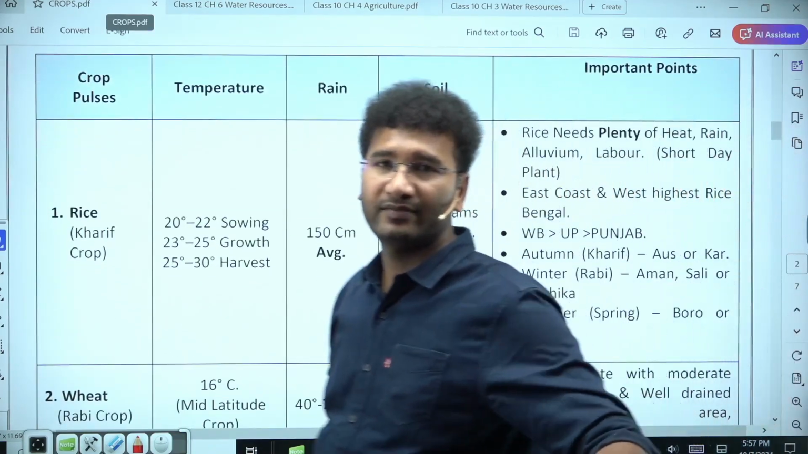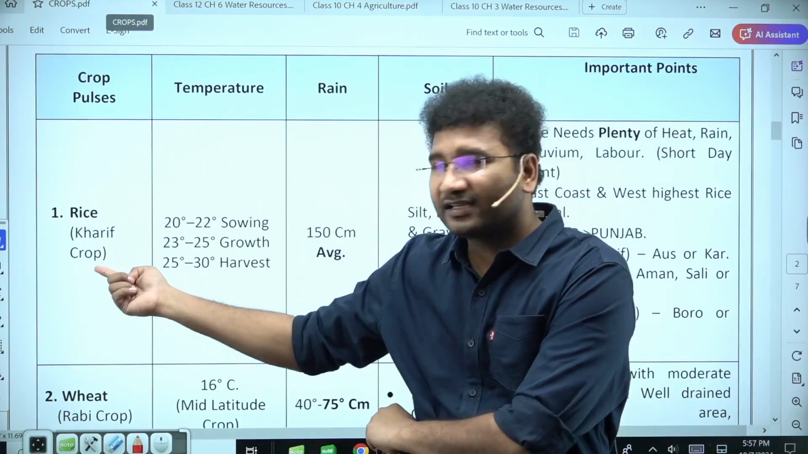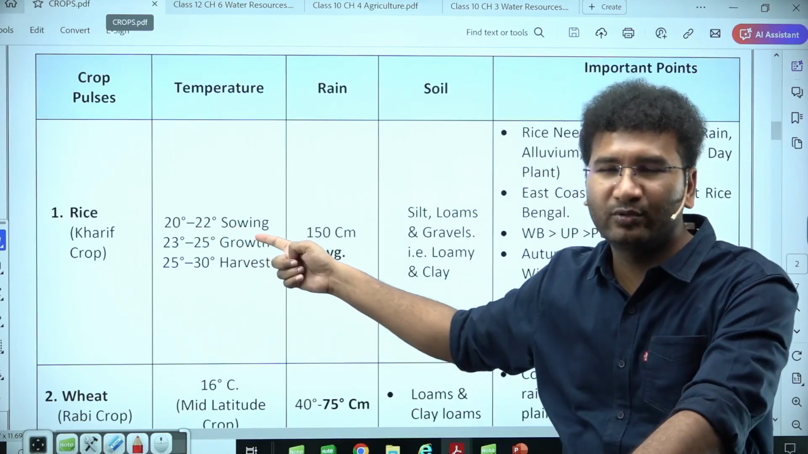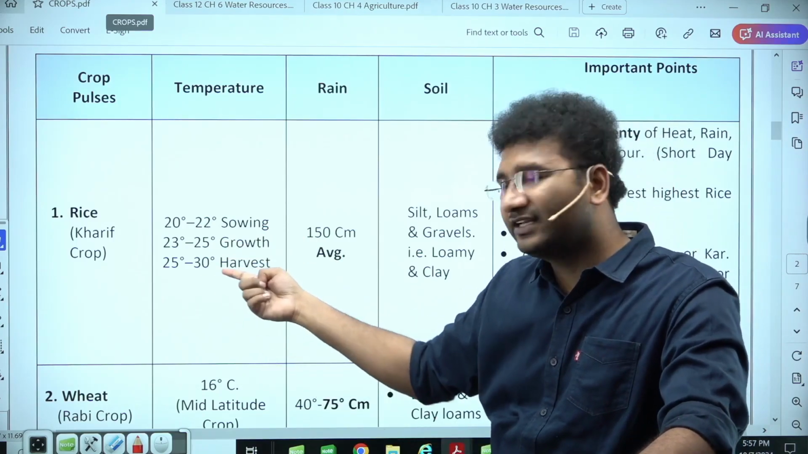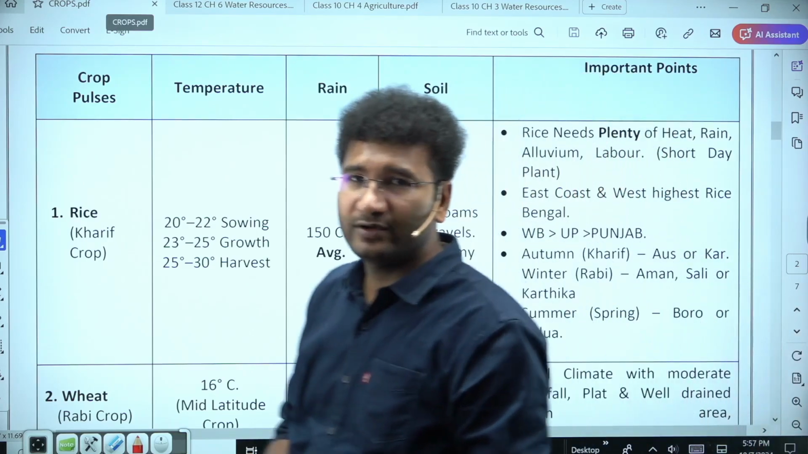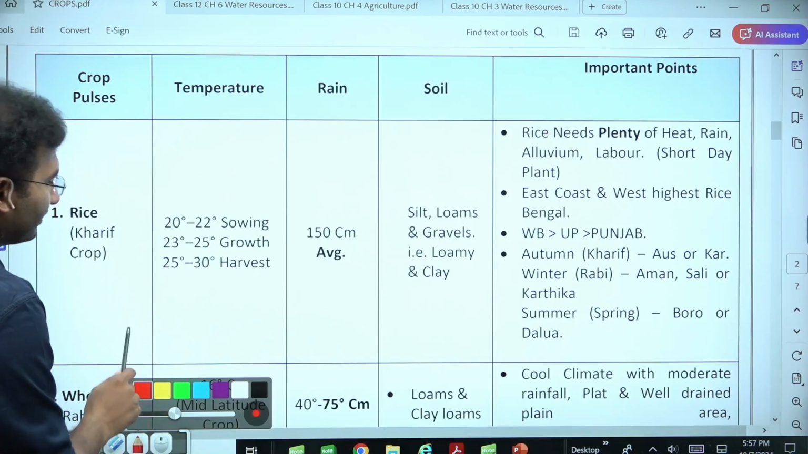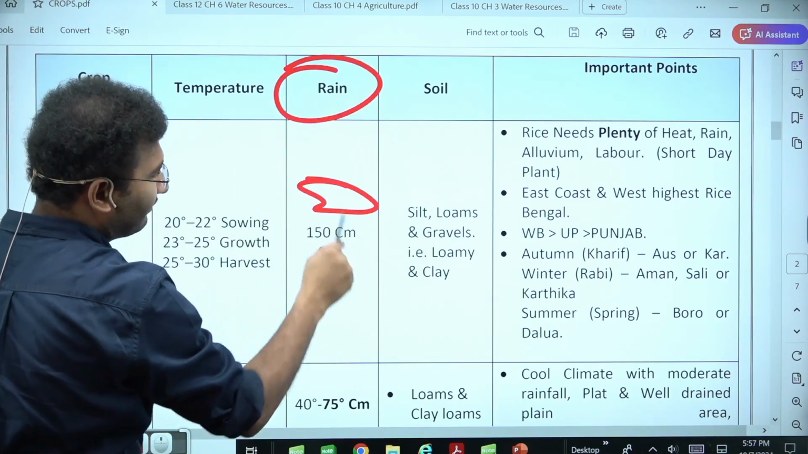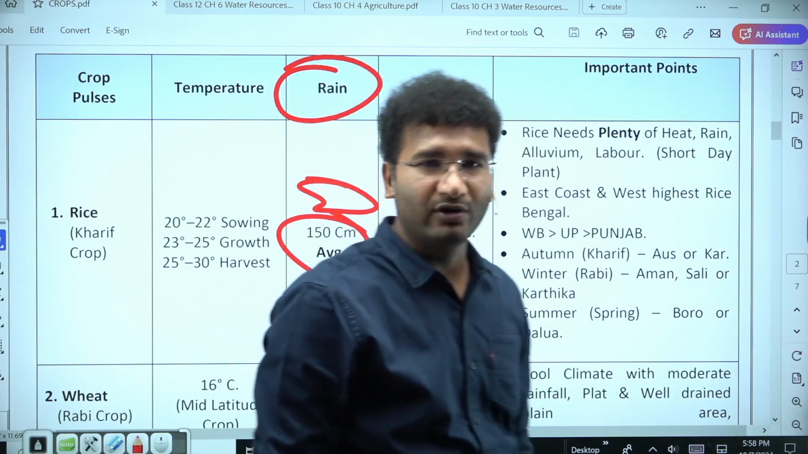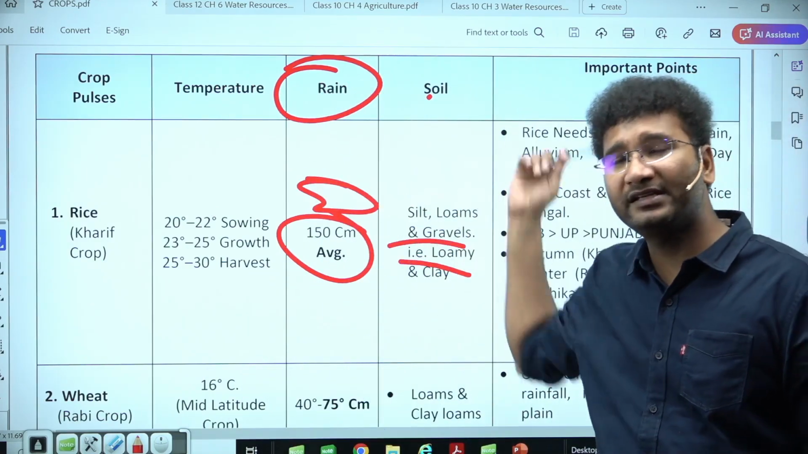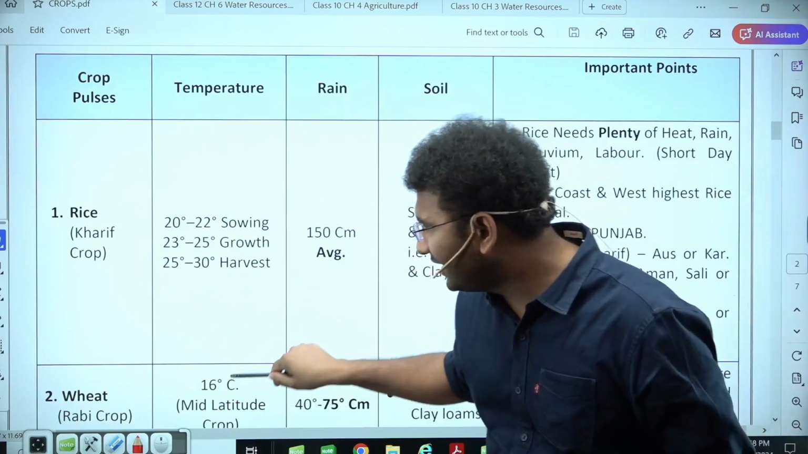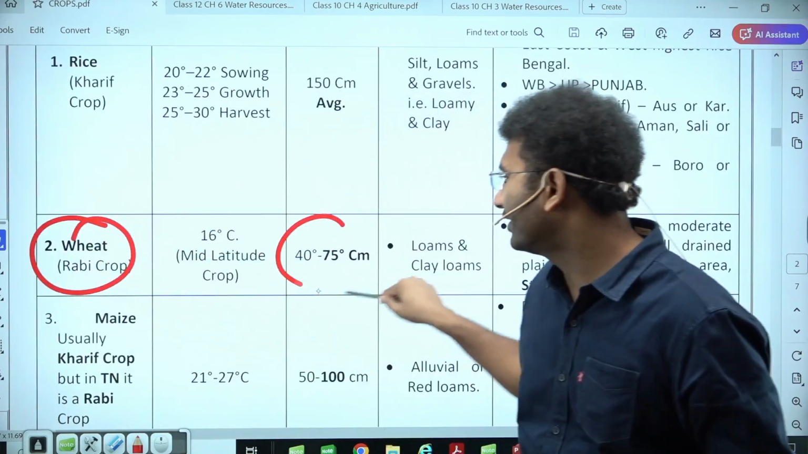Right? It is crops. See here, rice is a crop. How much rainfall is required? How much temperature is required? Temperature is 20 to 22 degrees at sowing time, and as it grows it needs increase in the temperature. Right? Likewise, you need to understand that 150 centimeters of rain is required. Soil, it can be loamy, silty, clayey. Right? If you know about these particular entities, then you can easily solve any question in the prelims. For rice, how much rainfall is needed? 150. Let's go to wheat. How much rainfall is required? 40 to 75.